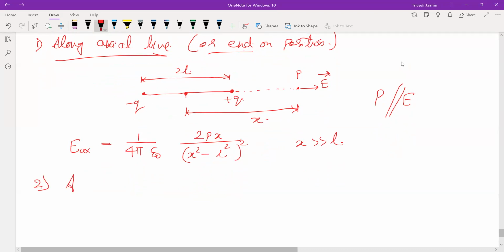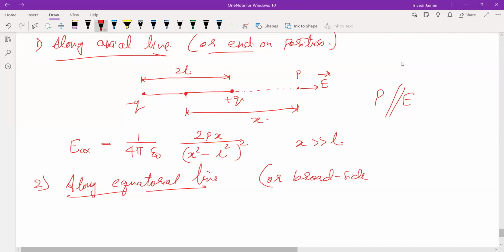Next, the equatorial point means any point on the side of the axis. This one we can name the far side or broadside position.